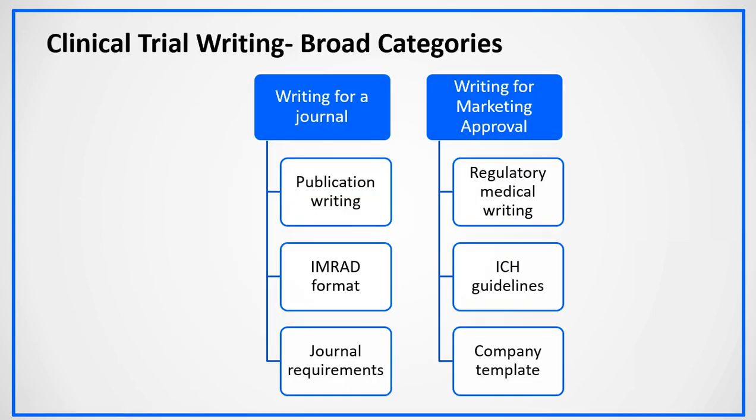Overall, there are two broad types of writing in clinical research, although this might be slightly different for different types of companies. But majorly, you can either be writing for a scientific journal or you could be writing for a marketing approval. Now, when you are writing for a journal, this type of writing can be termed as publication writing. When you are writing for a marketing authorization, this type of medical writing can be called regulatory medical writing. In the next set of videos, you will be learning further about regulatory medical writing in detail.